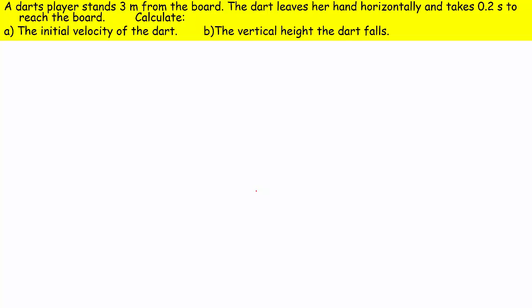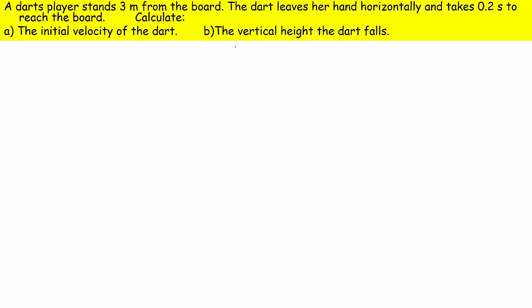Right, here's the problem at the top. Let's go over how to work it out. A darts player stands 3 metres from the board. The dart leaves her hand horizontally and it takes 0.2 seconds to reach the board. Calculate the initial velocity of the dart and the vertical height that the dart falls.